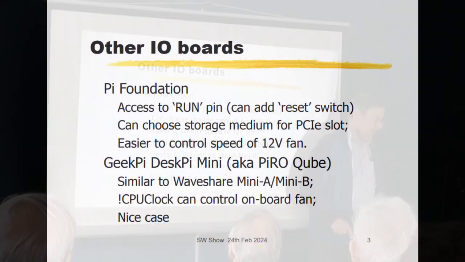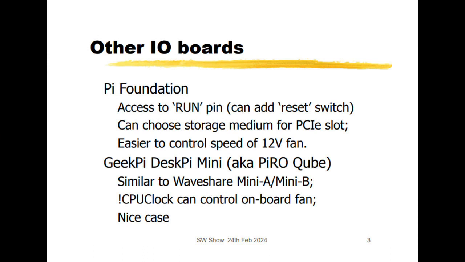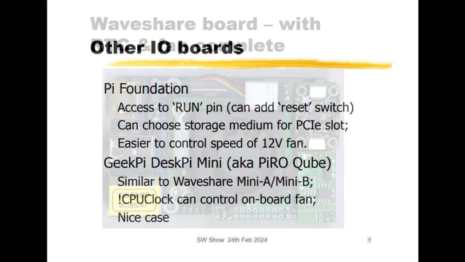An advantage of the Pi Foundation board is that you've got access to the run pin, so you can add a reset push button. You can choose different adapters for the PCIe slot, so you can have SATA or you can have NVMe, and the speed control of the fan is better. On the 5-volt fan it tends to be either on or off. The DeskPi has an onboard fan which the CPU clock can control.